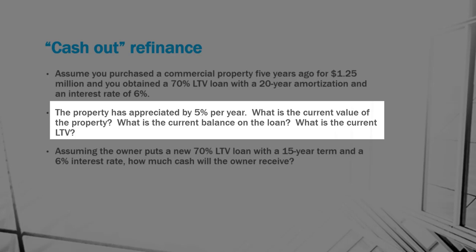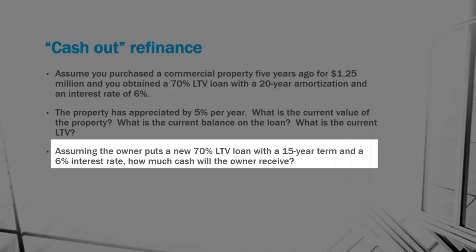And we want to know a few things. What is the current value of the property? What is the current loan balance on the property? And that will tell us what is the current loan to value. Now, assuming that the owner puts a new 70% loan to value loan on this property, now with a 15-year term and a 6% interest rate, how much cash will the owner receive? So how much cash will they get with this cash out refinance?